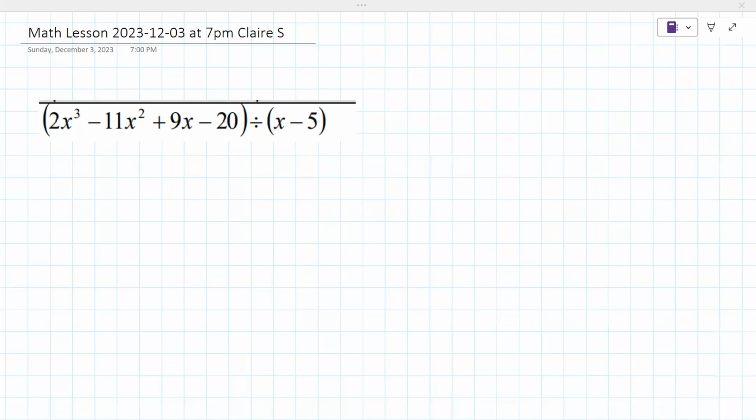Here's some sort of a polynomial. Here's what you're going to divide it by. It'll say to use synthetic division. We talked about factors last time. Does this kind of look familiar to you? Yeah. All right, fantastic.